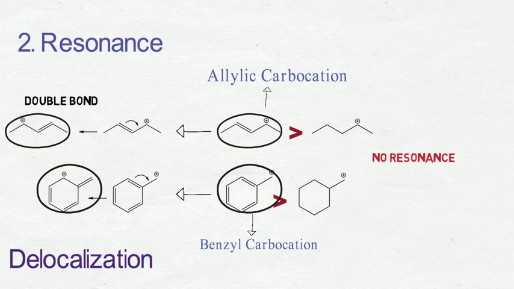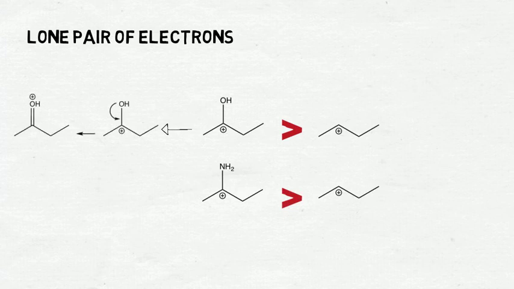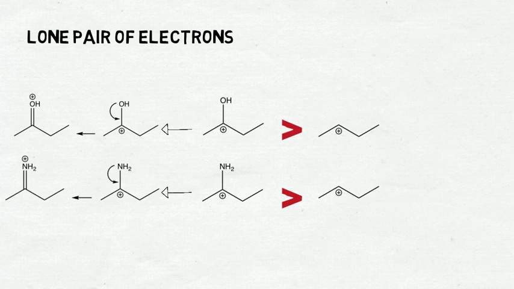Another possibility for resonance arises when the carbocation is adjacent to an atom with lone pairs of electrons. For example, in the following examples, the alcohol and the amine carbocations are more stable. This is because the nitrogen or oxygen can donate their electrons to form a new pi bond through resonance, and thus stabilizing the carbocation. On the other hand, no resonance structures are possible for the carbocations on the right-hand side.